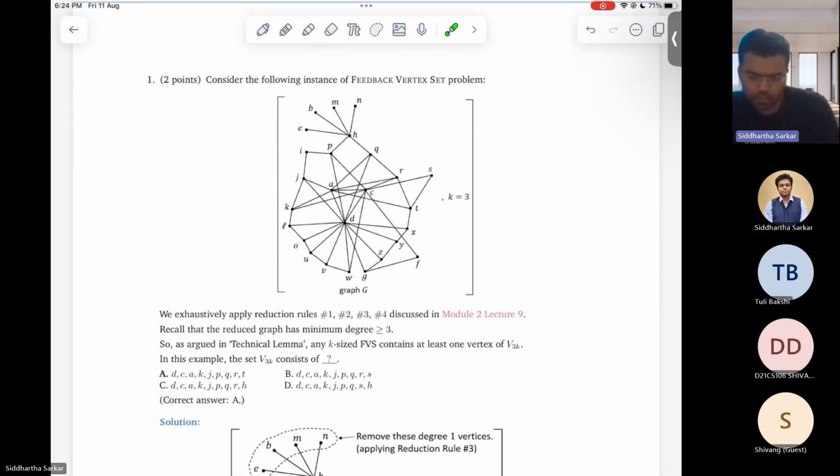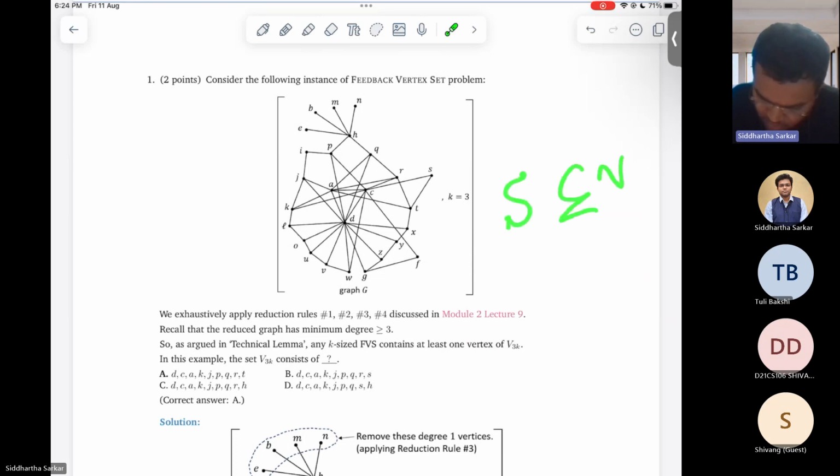Okay, so let me look at this question. This is a graph G, and the question is, does this contain a feedback vertex set of size at most 3? So what is the feedback vertex set? A feedback vertex set is a subset S of the vertex set such that removal of S from the graph makes the graph cycle free, right? So G minus S has no cycles.